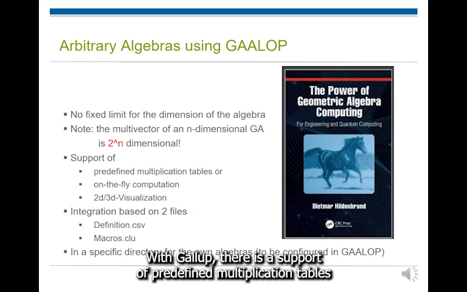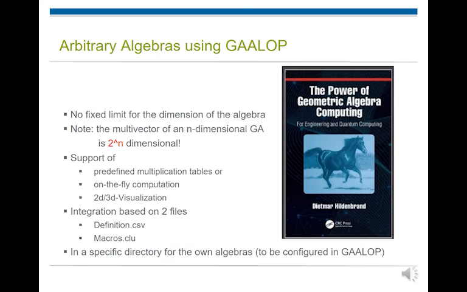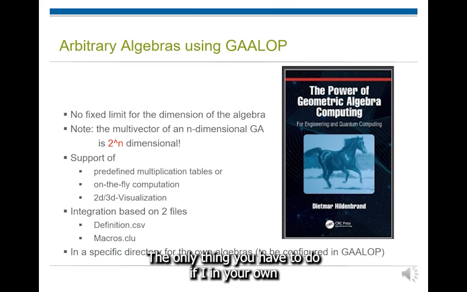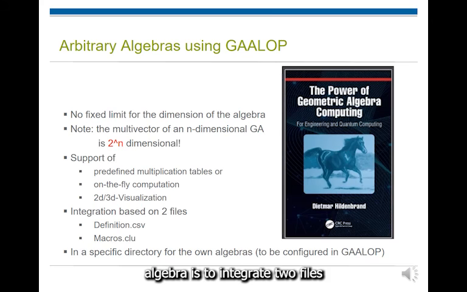With Gallup, there is support of predefined multiplication tables you can define, and also on-the-fly computation is possible with different benefits, and there is support of 2D and 3D visualization. The only thing you have to do to define your own algebra is to integrate two files in a specific directory, and that's it.